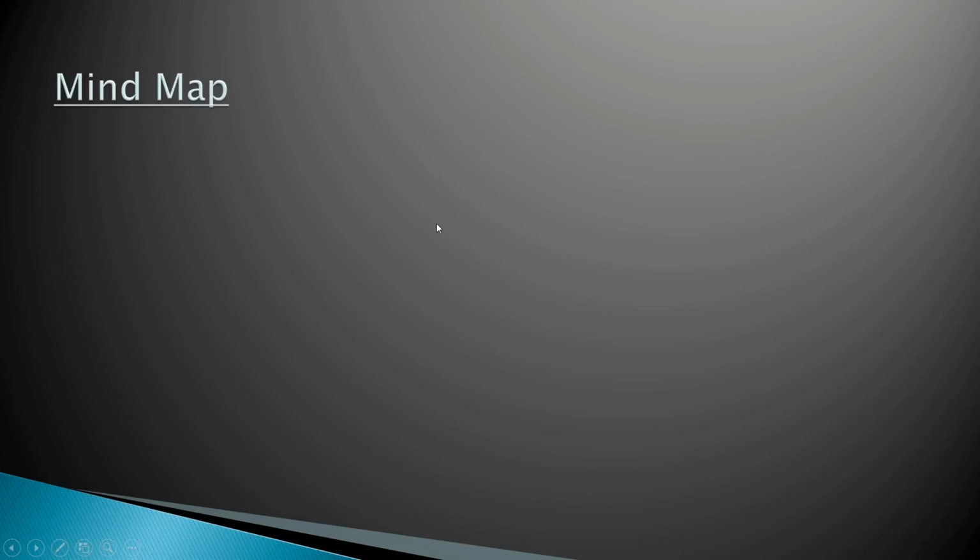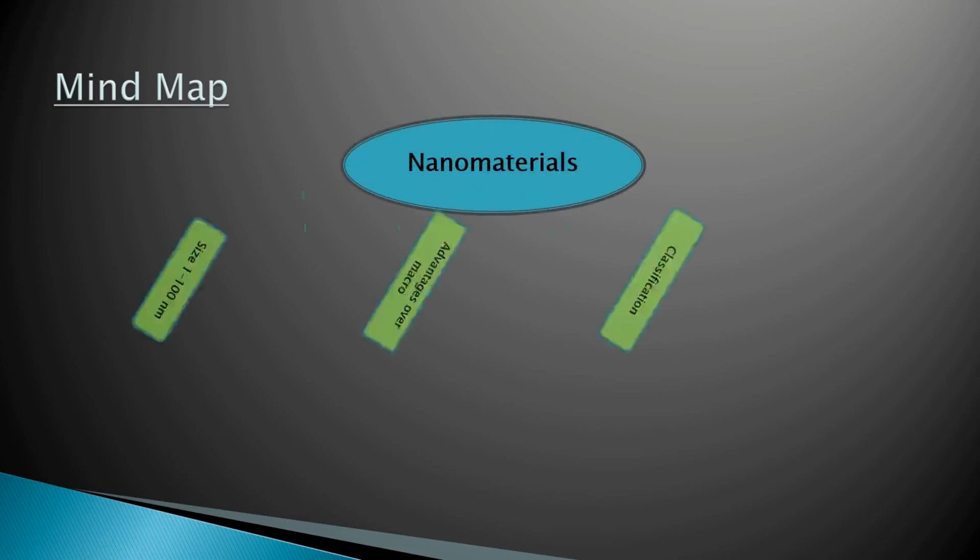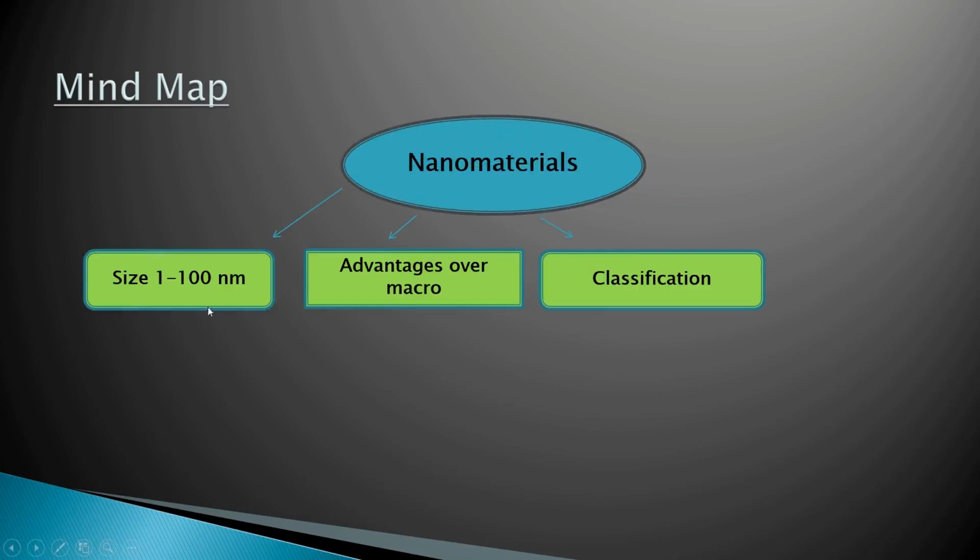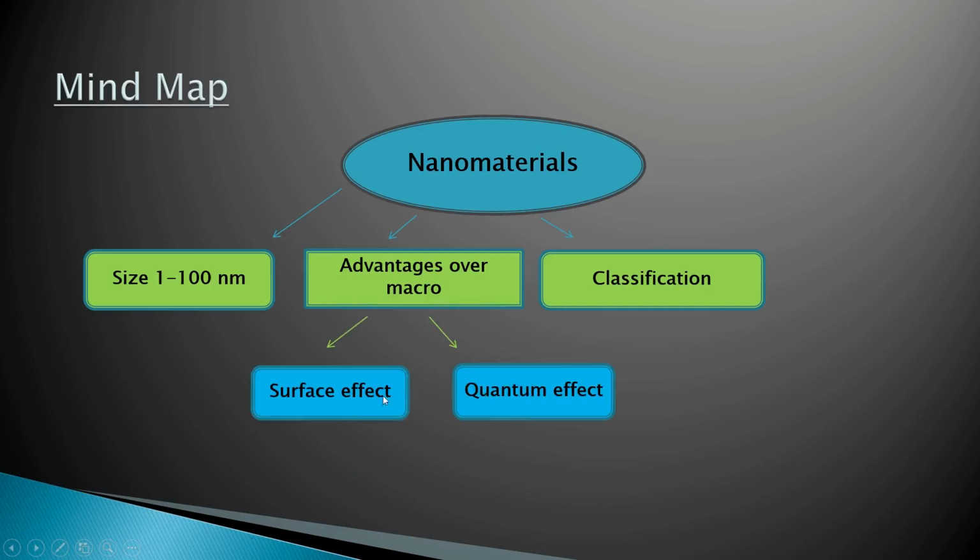So the mind map for today's class: we started with nanomaterials, and the definition says in at least 1 dimension you should have 1 to 100 nanometer, so that it can be classified as a nanomaterial. And we discussed the advantages over macromolecule. The two factors which make the nanomaterial advantageous are surface effect and quantum effect.